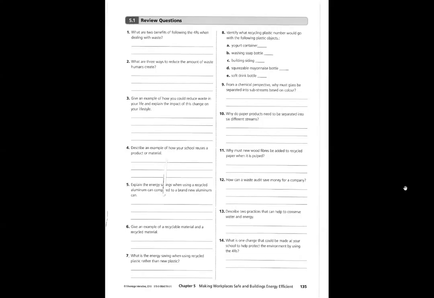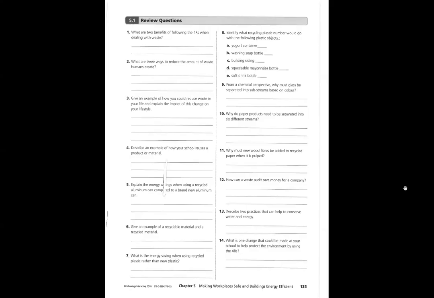Question 2, what are 3 ways to reduce the amount of waste humans create? It is worth 3 marks. I want you to give me 3 ways. You can come up with your own, or you can discuss the ones that we just did here in lesson 16.